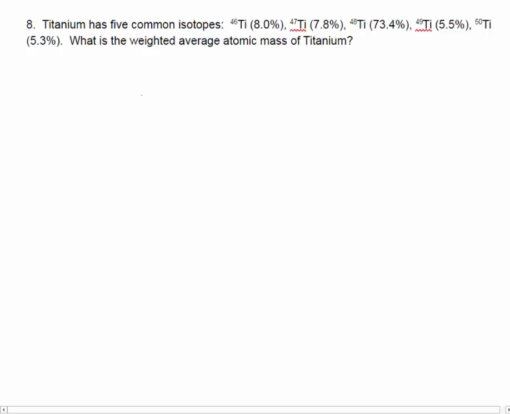All right, so you have 46 for titanium, 46 times 8% is its percent abundance, so 0.08. That gives you 3.68. And then you have isotope 47, which is 7.8% abundance, so 0.078. Gives you an answer here of 3.67.